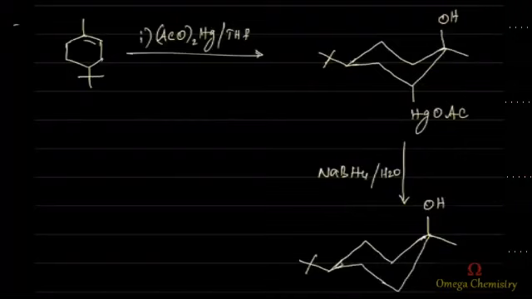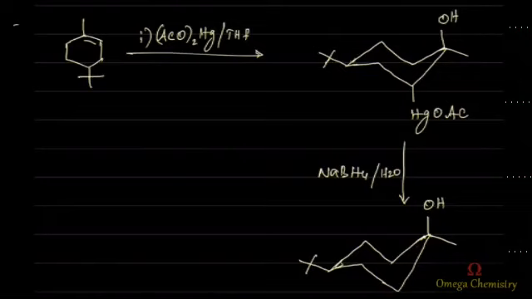Oxymercuration demercuration is a two-step pathway to synthesize alcohols. The reaction is stereospecific, that is, anti-addition is effected, leading to the trans stereochemistry. So during this addition, we avoid the formation of carbocation intermediate because of the formation of organomercury adduct.